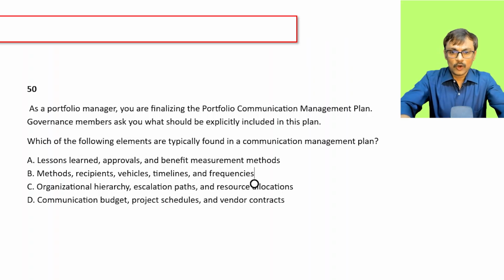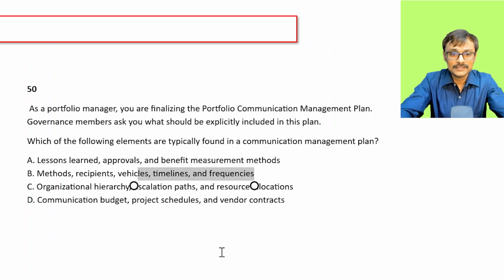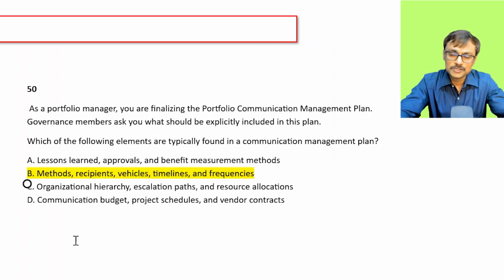Now, if you follow your ECO, you will see the option B statement directly there. They will say these are the things which should be present in the communication management plan. If you see your portfolio management standard, they will give you these names. You can refer there, or you can just use elimination and you will get your right answer. So in this case, option B, which is methods, recipients, vehicles, timeline, and frequency, looks good for your communication management plan.